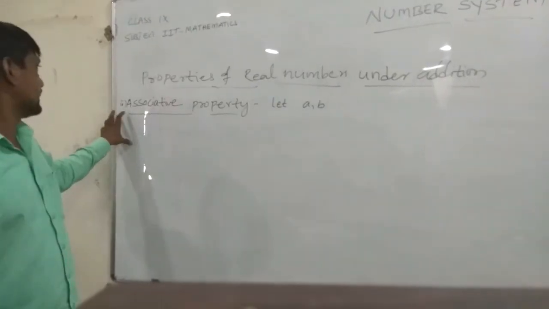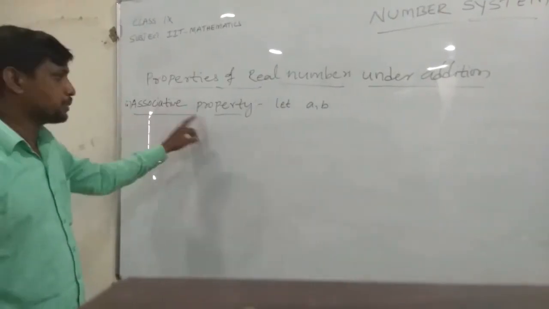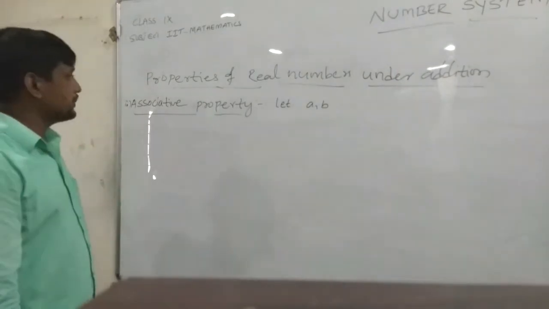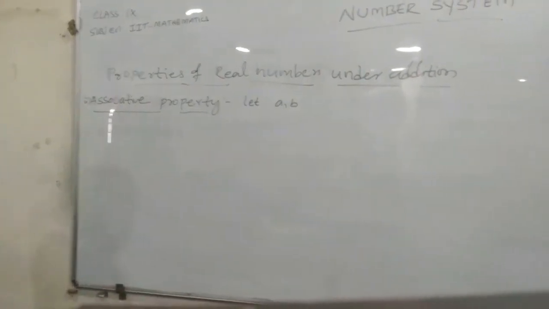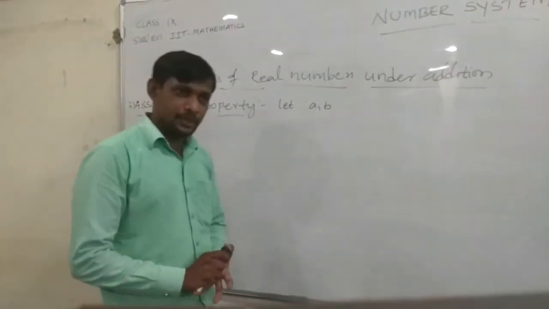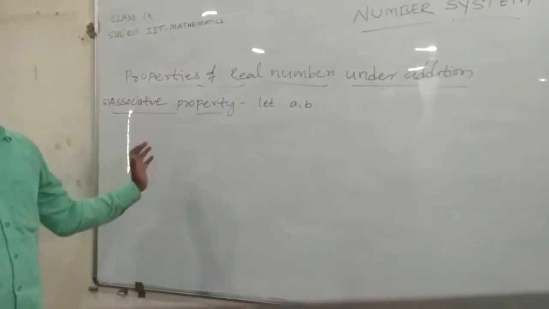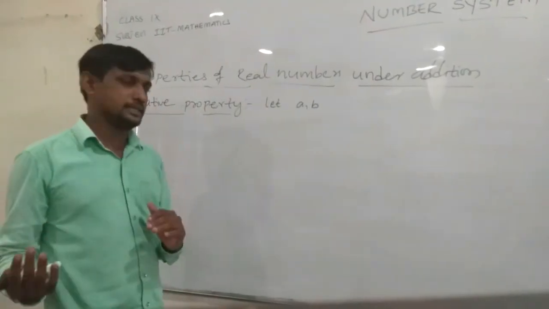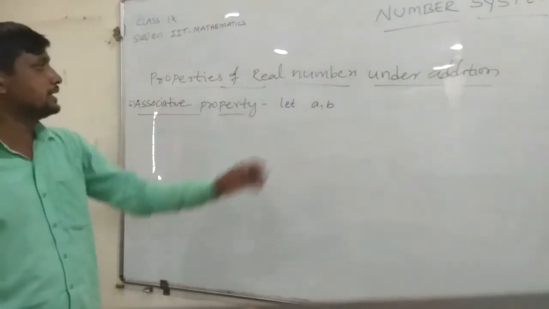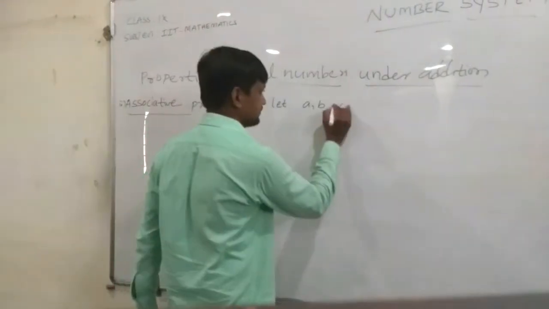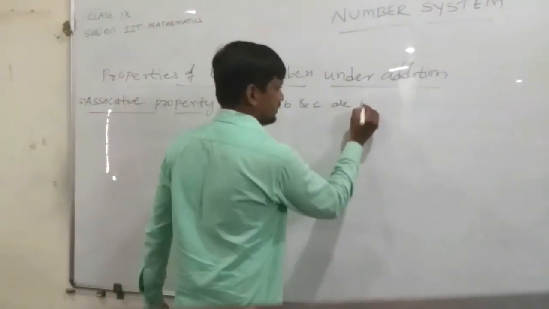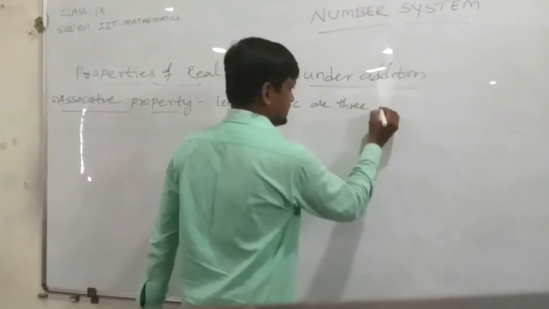Children, the next property, then third one is associative property. So in associative property in previous classes we already studied. So we are going to take the three numbers and we are adding the three numbers. LHS should be equal to RHS. Same way here I am taking the three numbers. Let A, B and C are three real numbers.